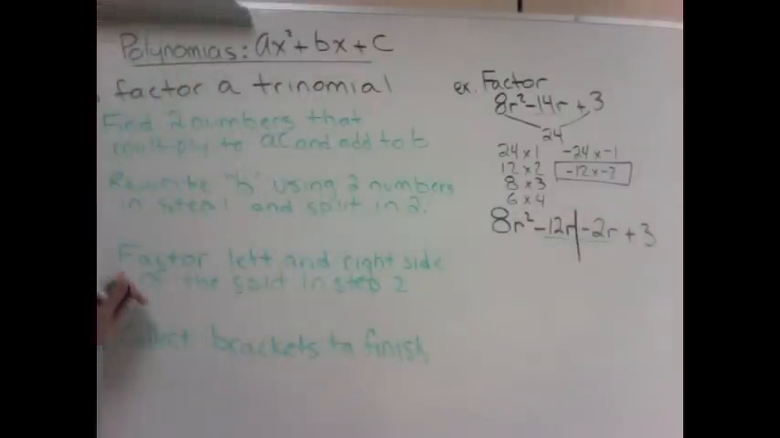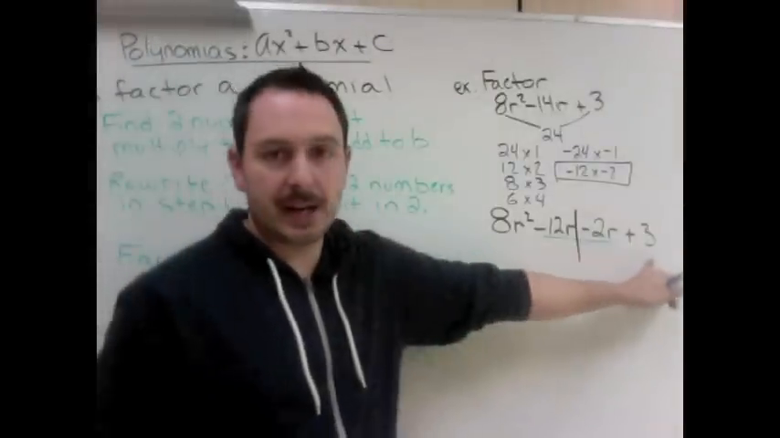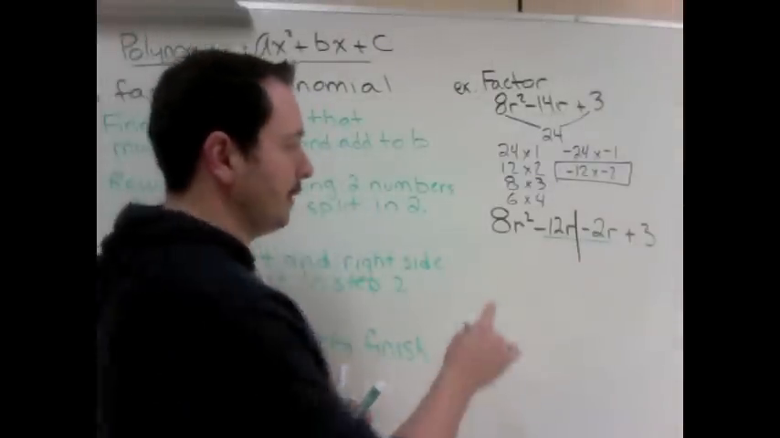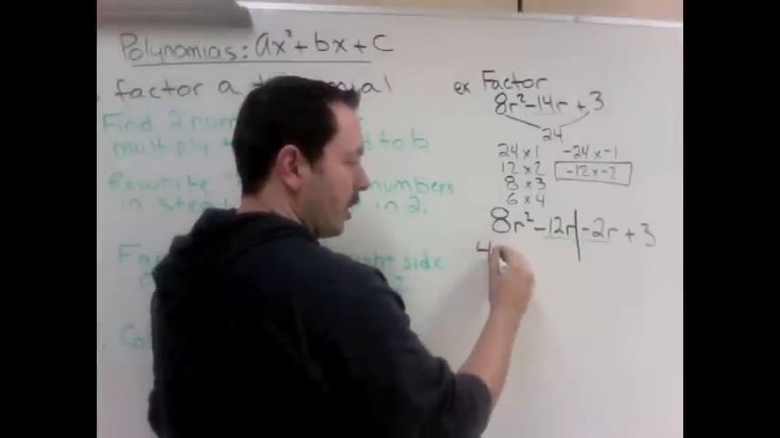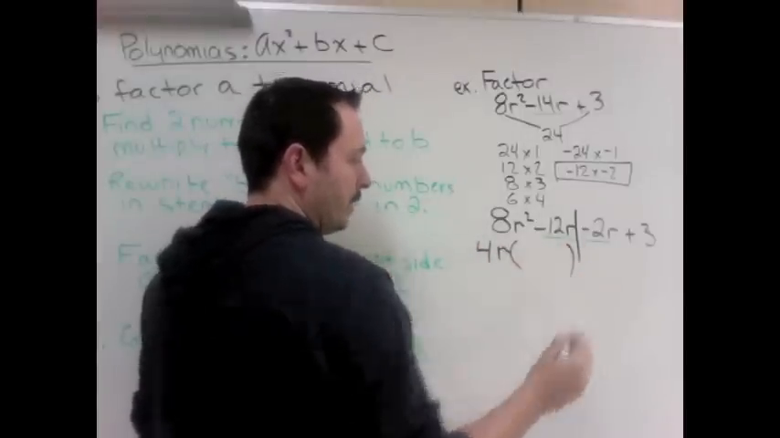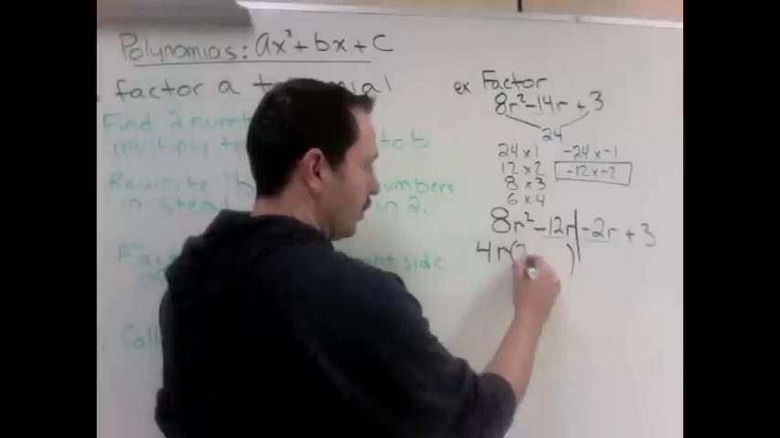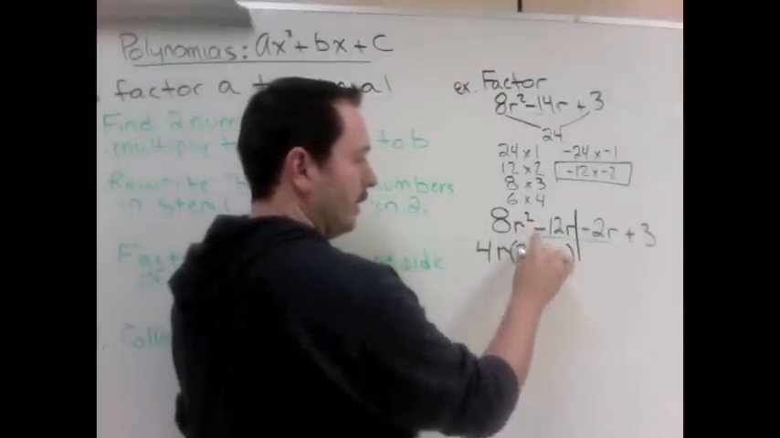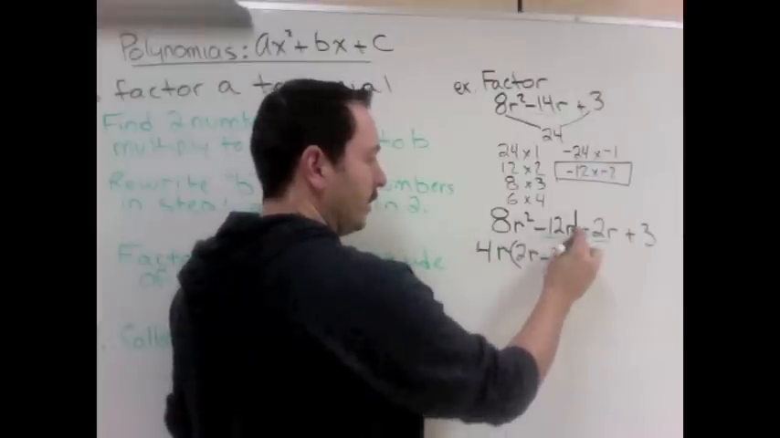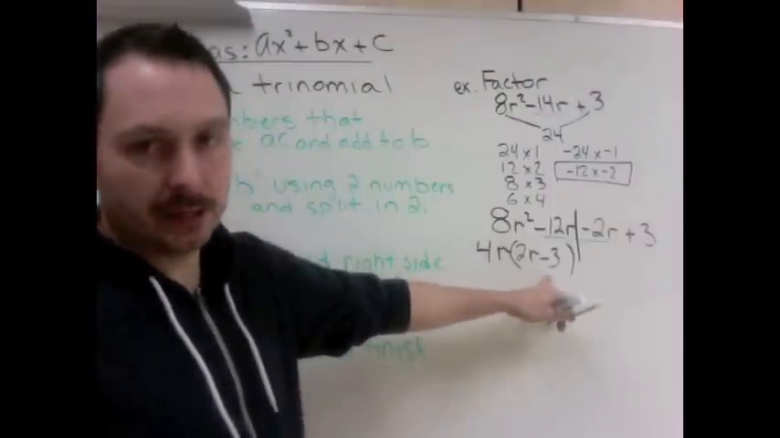Now step 3, factor the left and right side of the split in step 2. So we need to factor the left side and the right side, and factor takes out anything they have in common. Well, 8 and 12 have a 4 in common. R squared and R have an R in common. So if I factor or divide those pieces out, 8 divided by 4 is 2, R squared divided by R is R, 12 divided by 4 is 3, R divided by R is 1, so it's gone. 3 times 1 is 3.